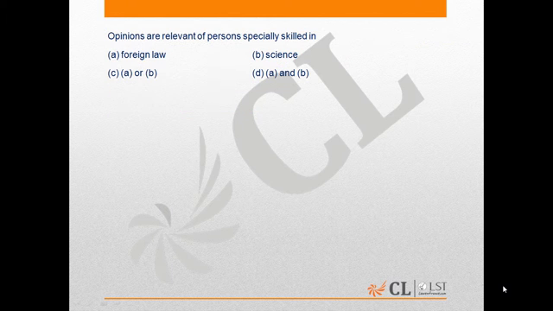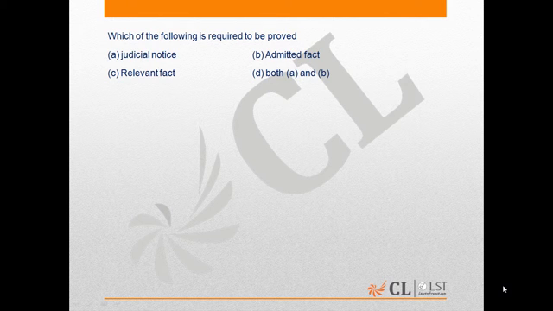Question number 109. It is straight away based upon Section 45, so the correct option shall be D. Question number 110. If we see, judicially noticed and admitted facts need not be proved, so it is only the relevant fact, that is option C, which is required to be proved.